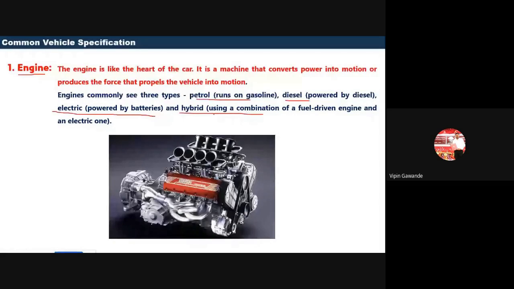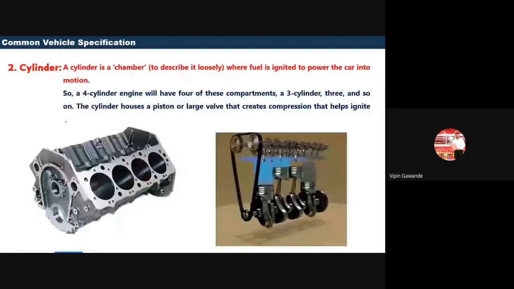Dual fuel means you can take one fuel as petrol, and another fuel as CNG, or we can take the electric motors. So today we'll discuss the electric vehicles. Then we have seen cylinders. Then these are the specifications we have discussed in the previous lecture.